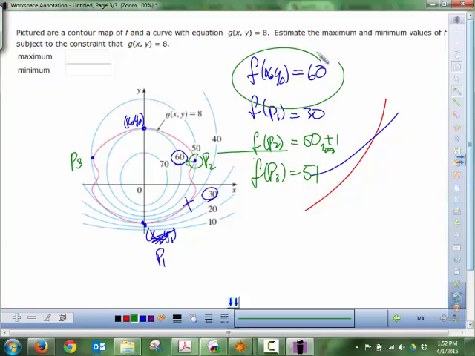So it looks like we found the maximum and the minimum, and that's probably all we need to do here. 60 and 30.